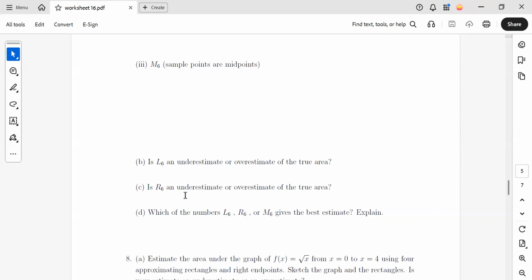Which of the numbers L sub 6, R sub 6, or M sub 6 gives the best estimate? And explain. We know that M sub 6 gives the best estimate because the area of each rectangle appears to be closer to the true area than the overestimate or underestimate in L sub 6 or R sub 6. So usually using midpoints is the best estimate. Number 8.